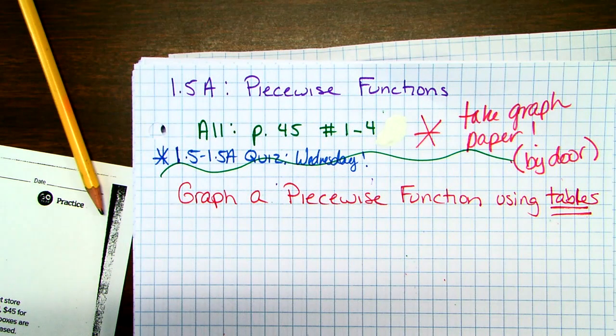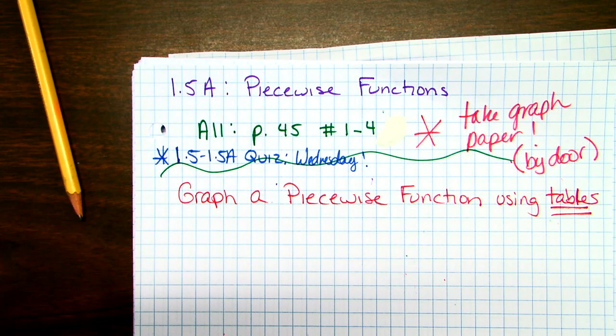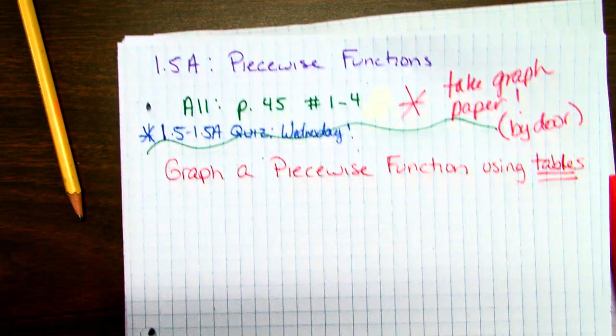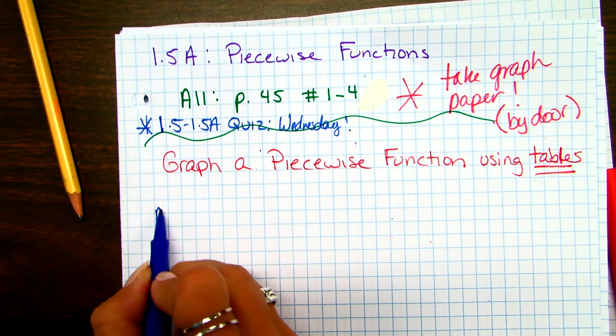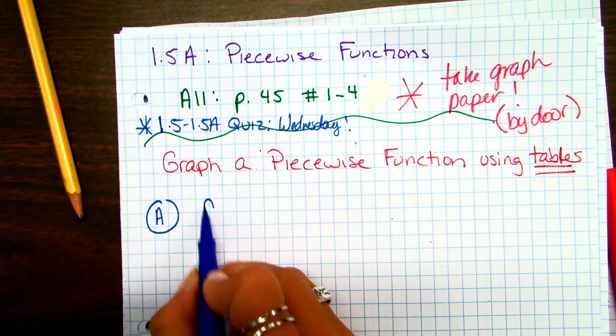Listen, graphing a piecewise function. Piece, it's in pieces. I don't know where the wise comes from, to be quite honest with you. Well, I'm not going to worry about it. All right, and we're going to use something called tables, like XY charts. There's a very specific way to graph these. It's not hard, but it's just going to be new, I think, for you guys.